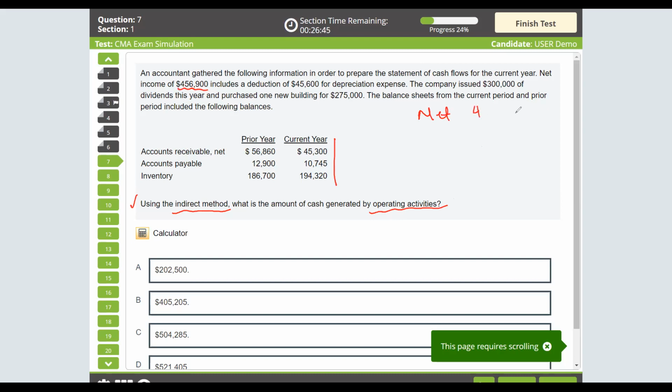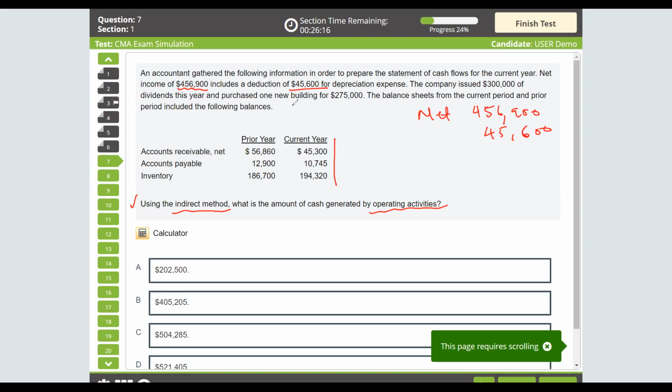So once I know what I'm looking for, I don't read the whole question. I'll go through and look for the numbers because I need figures to answer this question. So 456,900. Okay, depreciation is here. So we add back depreciation, which is 45,600. All right, the company issued 3,000. This one is not an operating activity, so we leave it there.